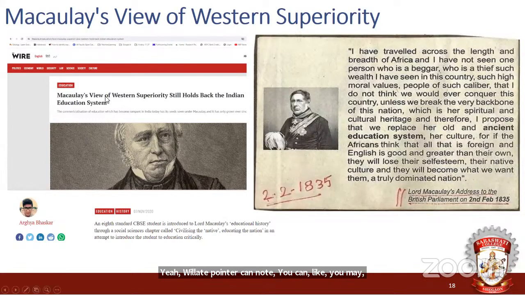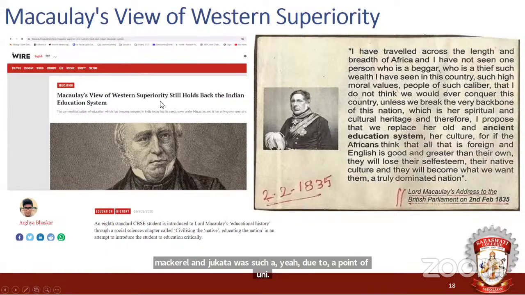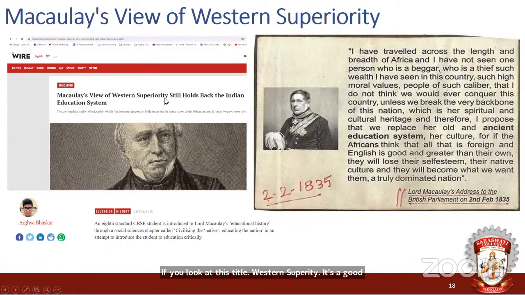But if you look at this title, Western superiority, superiority means that the Western is far superior to us. Let us have a simple comparison. Suppose I have done my PhD from any of the Indian universities, and there is a person who has done the same PhD degree from any foreign university. Which do you consider superior? Be honest with yourself. Which degree, can I have some answers in chat? Which degree would we consider?